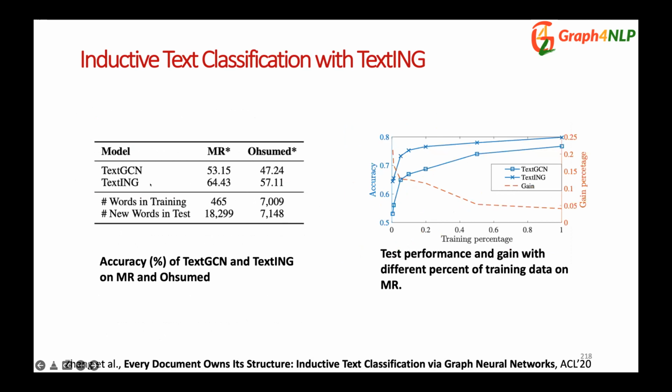In this work, they compared TextING to the previous work, TextGCN. You can see that the performance is better on different datasets. They also test the performance gain with different percentages of training data. Basically it shows that the advantage of TextING is more obvious when the dataset is limited. If you use just a little bit of training data to learn the two different models, TextING can have significantly better performance than TextGCN.